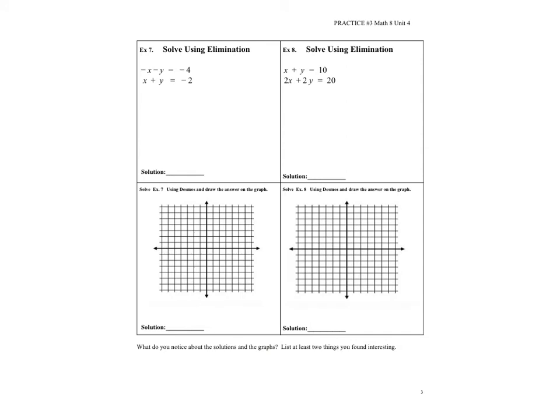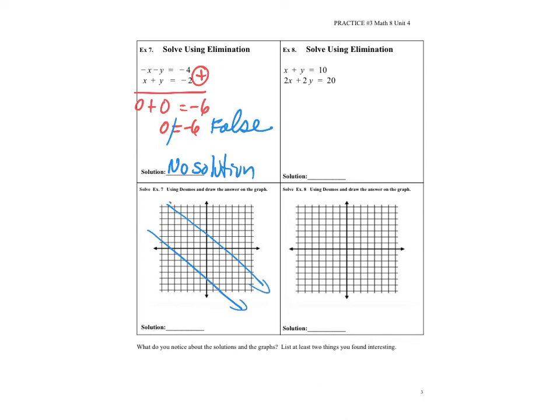Okay, on the last page, oh, lovely. I see that I can add this just as it is. And -x plus x is 0. -y plus y is 0. And then -4 plus -2 is -6. So you'll get 0 equals -6, which is a false statement. 0 does not equal -6. Therefore, it has no solution. When you graph out the lines, they will be parallel. Again, they will not intersect, and it will be no solution.